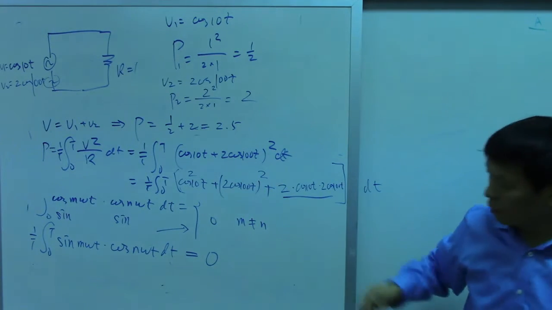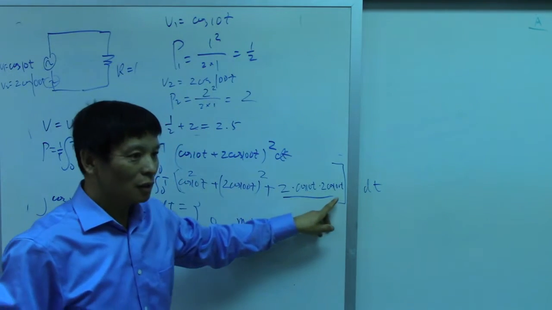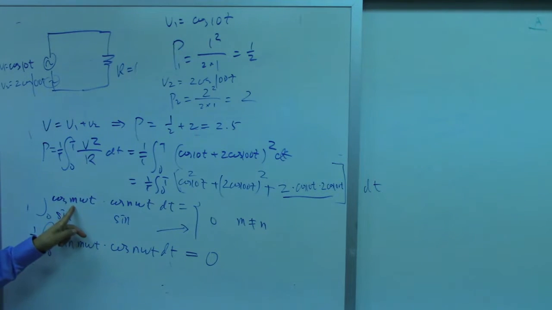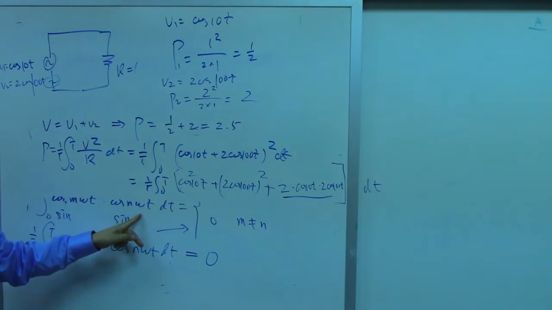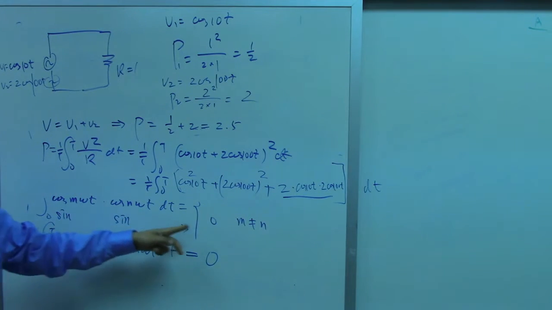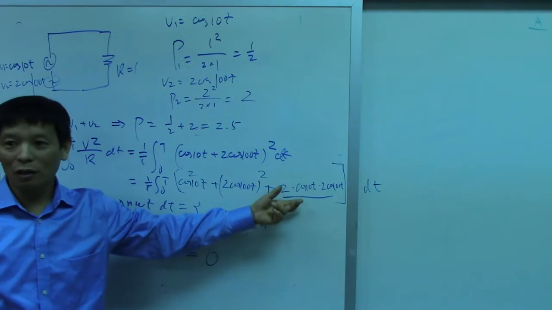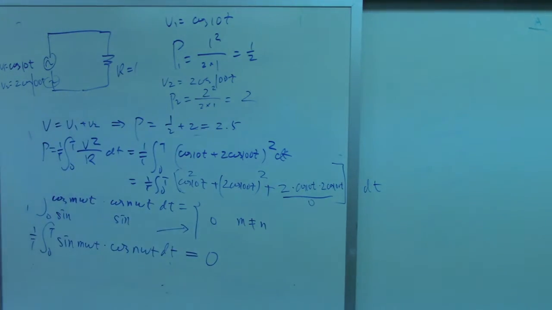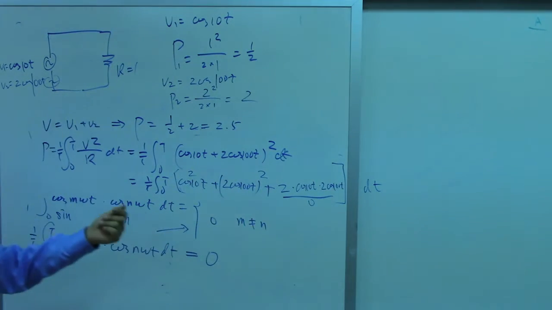No, because this cosine 10t and cosine 100t, they have different frequencies. That means M equals, for example, 10, and N equals 100. If M and N are not equal, they are orthogonal. That means they don't have any power. So the power here equals 0. So that means our experience is good. We don't need to consider the cross product part. We only need to consider this because they are orthogonal to each other.